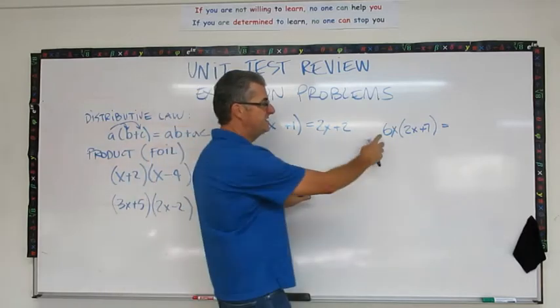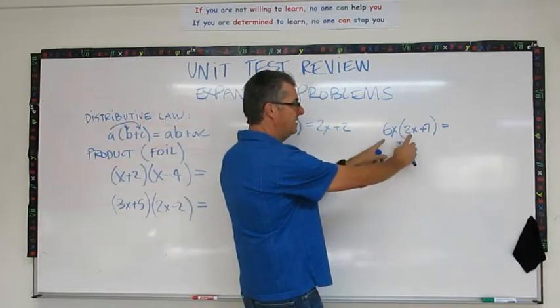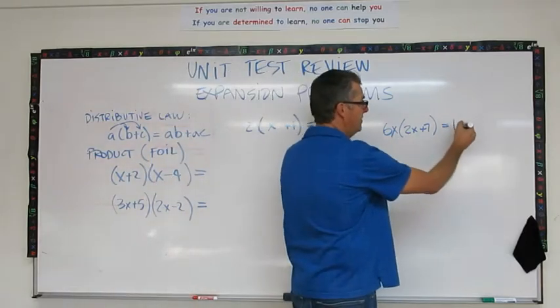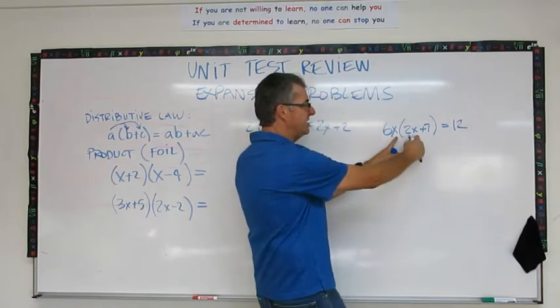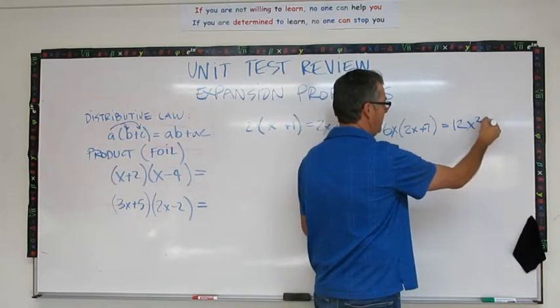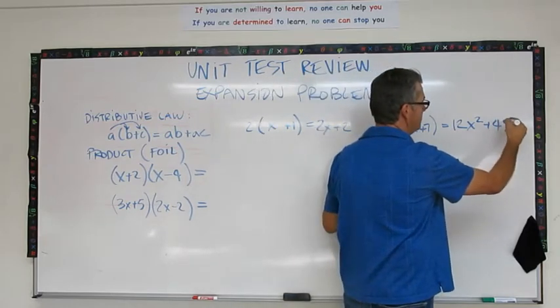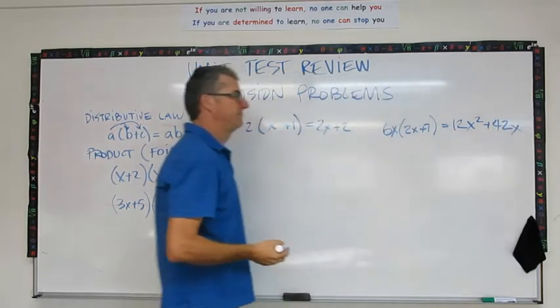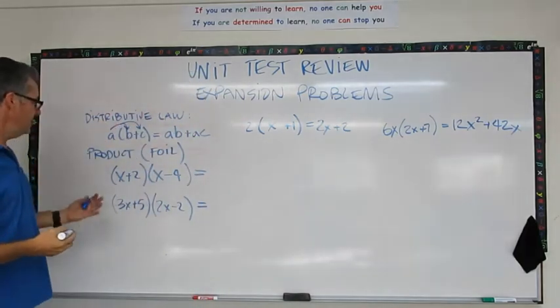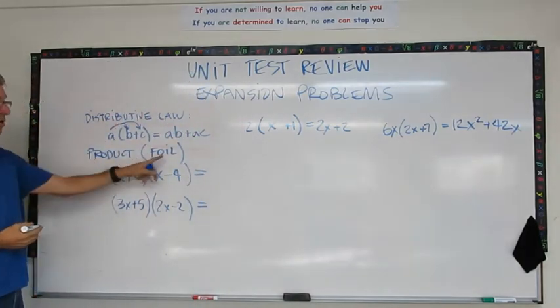Okay, so 6x times 2x. Multiply my coefficients, that's 12. Multiply my x's. X times x is x squared. 6x times 7 is 42x. Okay? The next pattern we got was the product rule, or FOIL.